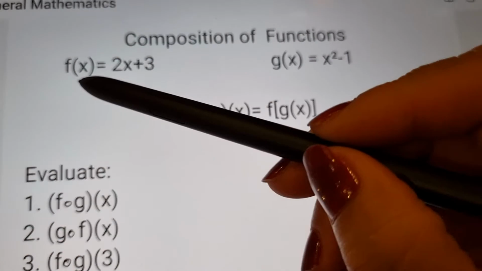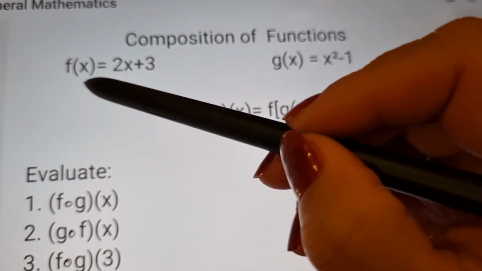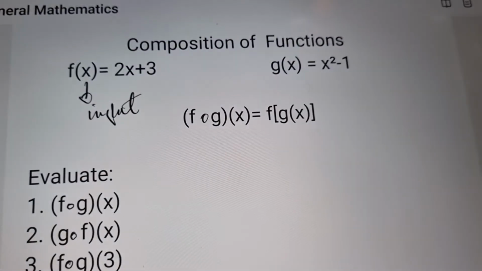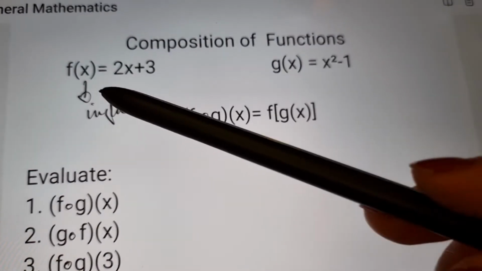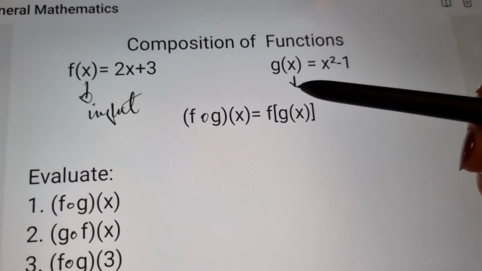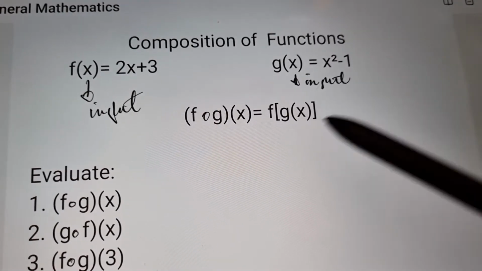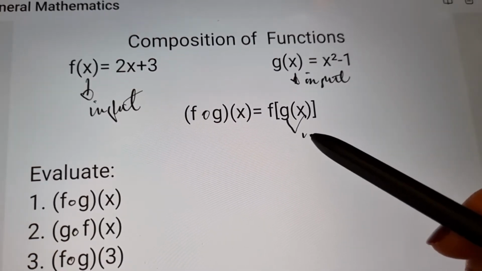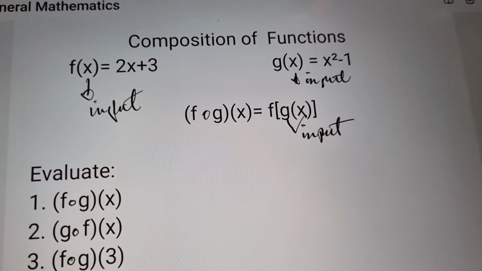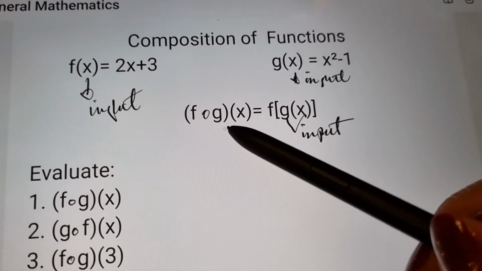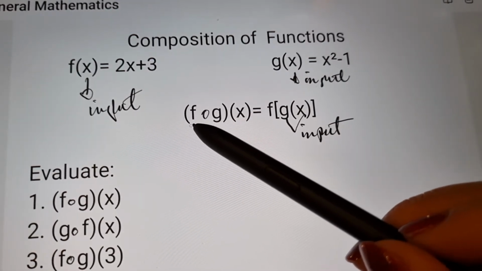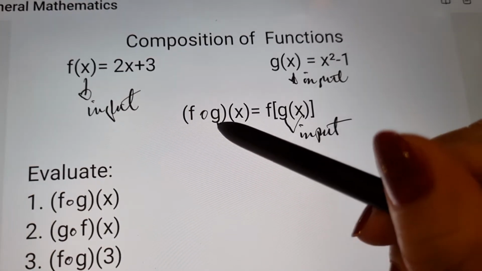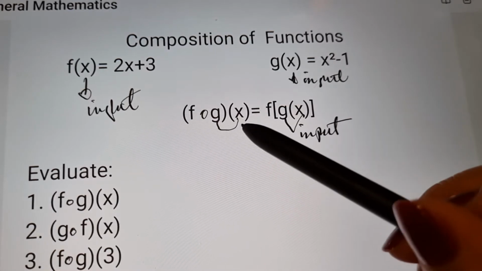Now, in f of x is equal to 2x, x here is what we call the input, right? That's the input. Now, in the composition of functions, the input here is the g of x. This is the input. So it means that this is the outside function and this is the inside function, g of x, which is closer to x. So that would be the input.